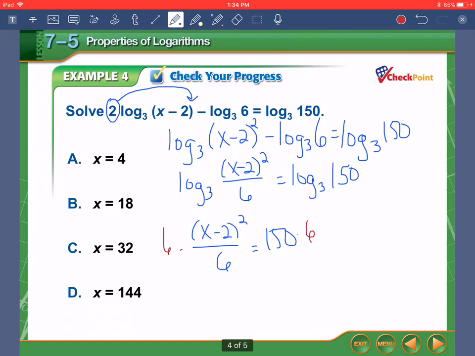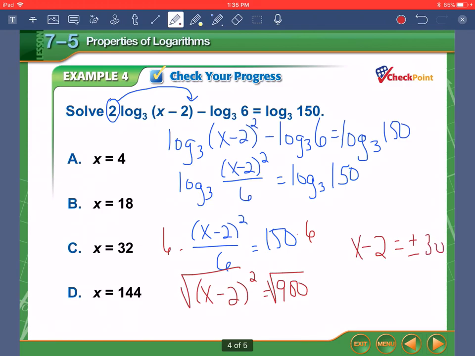So let's see here. So I get x minus 2 squared equals 900. And now I can square root both sides. So I get x minus 2 equals plus or minus the square root of 900 is 30. And now I'm going to add 2. So I get that x equals positive 32, and I get that x equals negative 28 because I've got positive 30 plus 2 and then negative 30 plus 2.